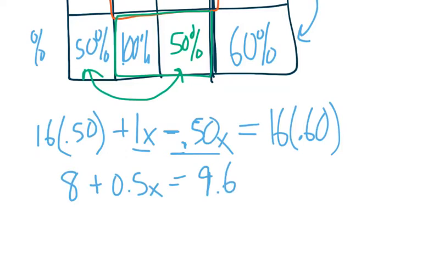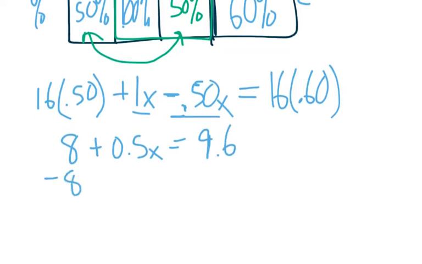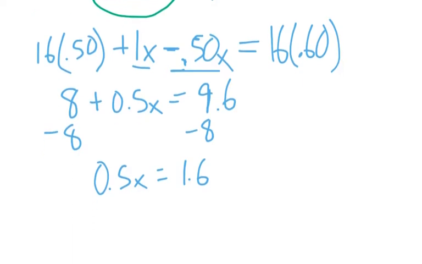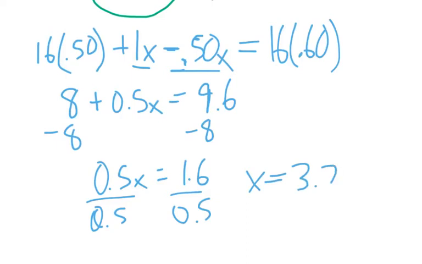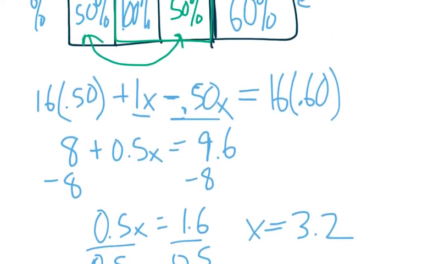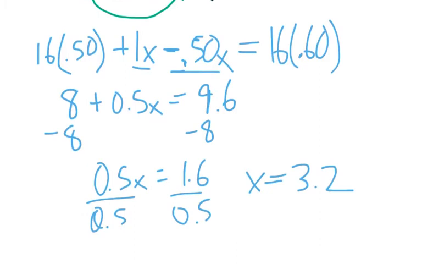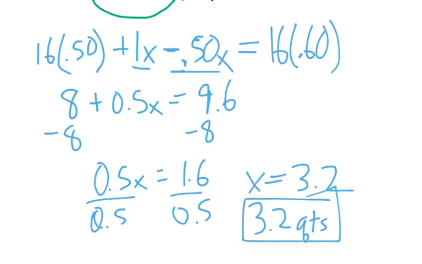So we've got to combine some like terms, or actually not combine like terms. In this case, we're subtracting the 8. So 0.5x is equal to 1.6. So 1.6 divided by 0.5, that gives us x equals 3.2. And so 3.2 represents how much we are draining and replacing. So 3.2 quarts. We'll box it, we walk away.